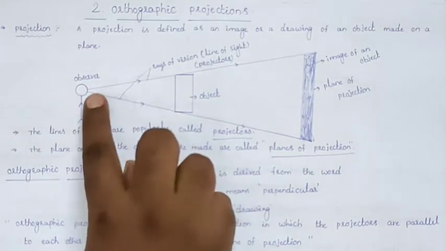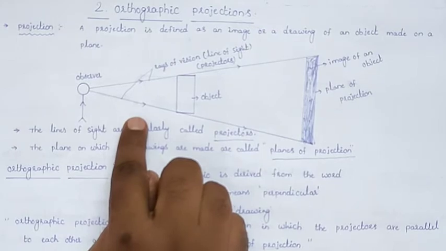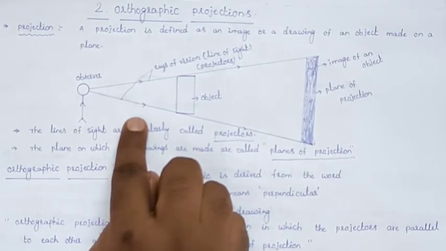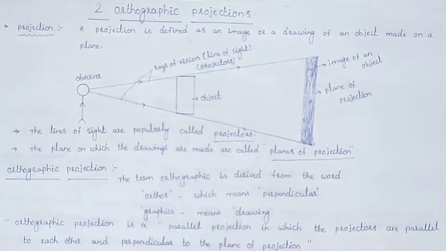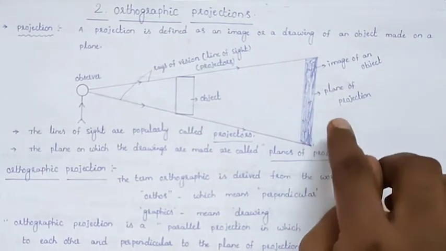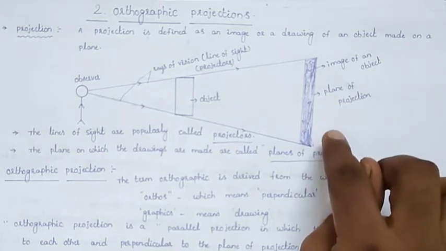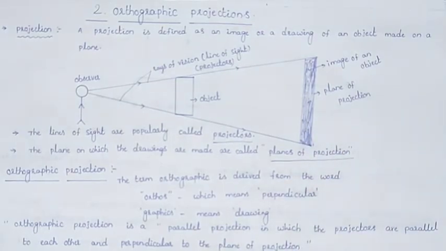Here the rays of vision, or lines of sight, we can call the projectors. The lines of sight are popularly called the projectors. And what I mean by plane of projection is the plane on which the drawings are made. The plane on which drawings are made is called the plane of projection.